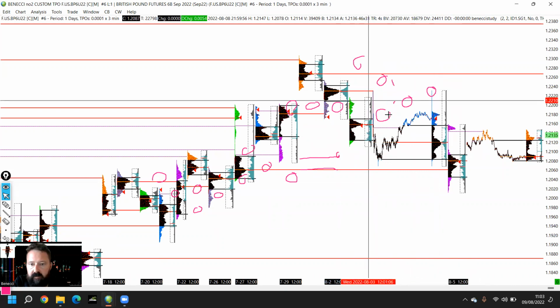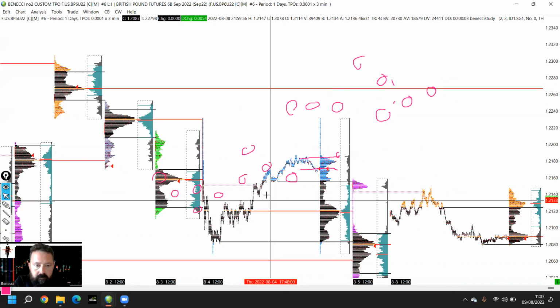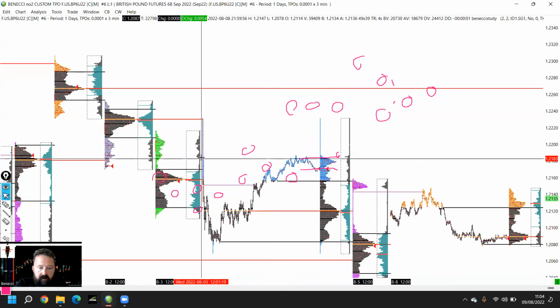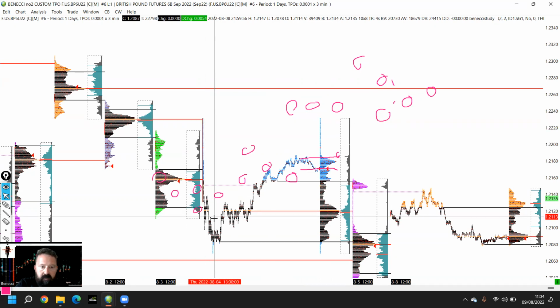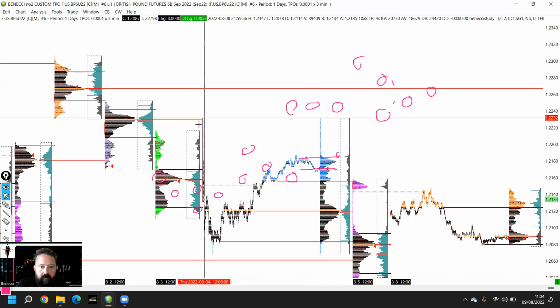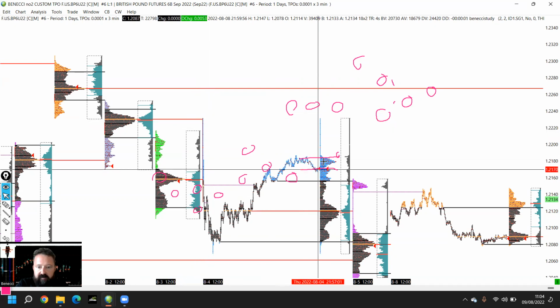Absolutely insane. Let me just make this bigger. Here it was, sorry. So 12 o'clock, which is when the BOE released their news, market zipped up to the point of control. And then price just plummeted down. But you can see the power of the levels. They're just crazy.